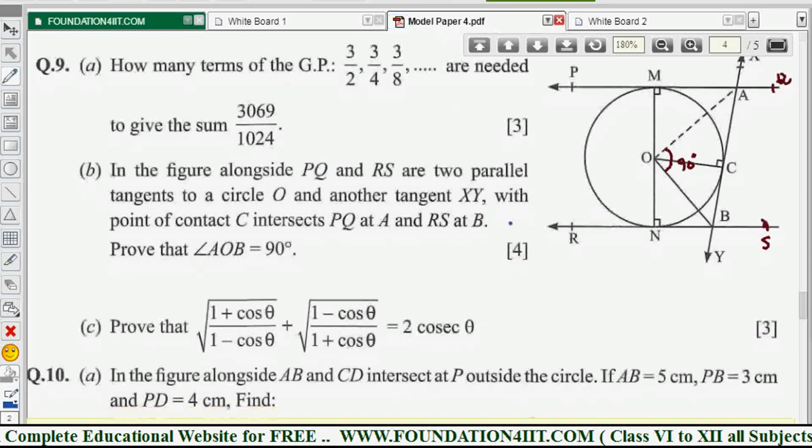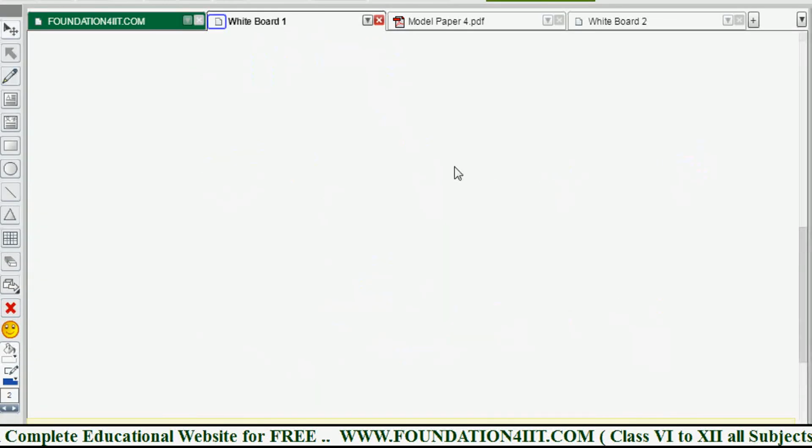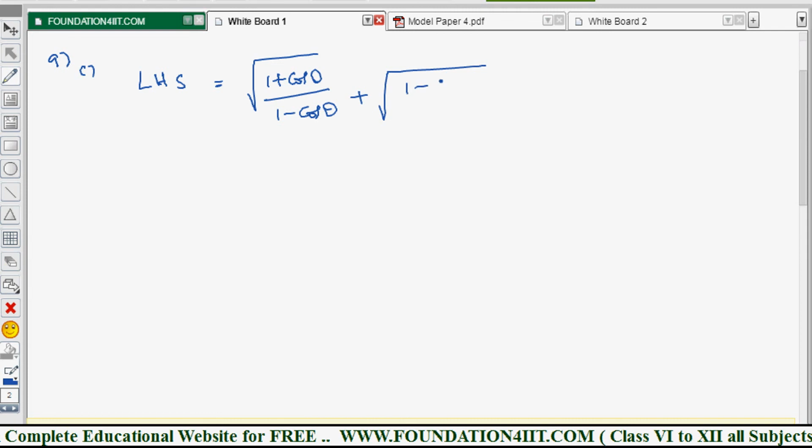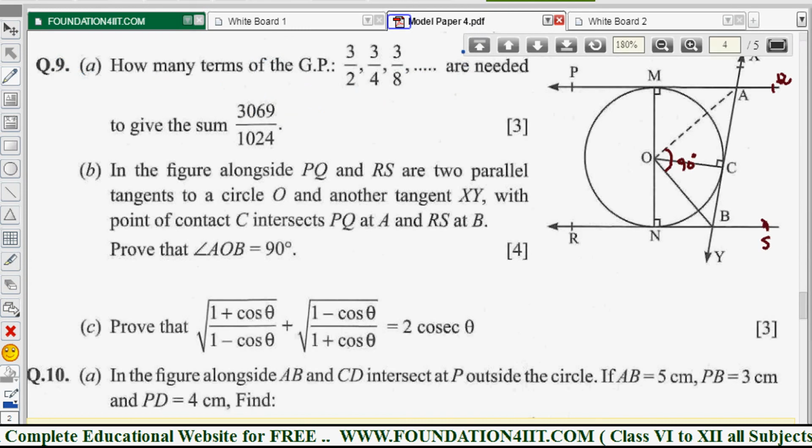This is from trigonometry. We'll take LHS and we'll prove RHS. By taking LHS, I'll prove the RHS, just by cross multiplication. Let me take the question. According to the given, LHS is square root of (1 plus cos theta) by (1 minus cos theta), plus square root of (1 minus cos theta) by (1 plus cos theta). We have to prove it equals 2 into cosec theta.